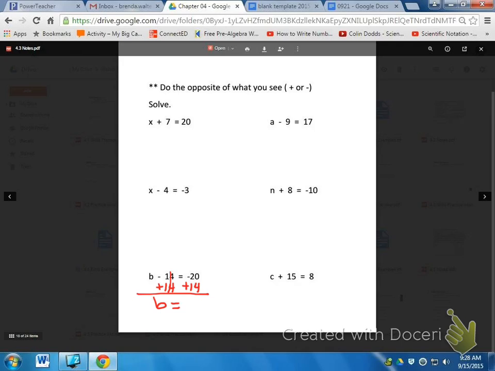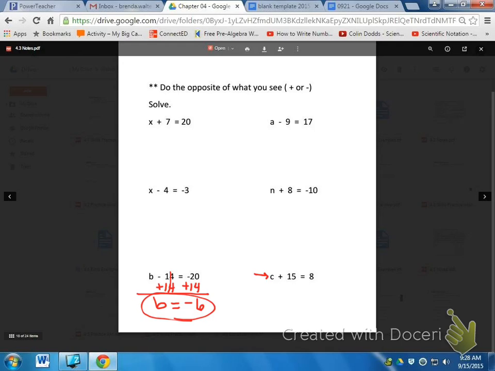Well, I'm in the hole 20, but then I gain or I earn 14. So I try to come back out of the hole. I'm in the hole 20, but I gain 14. So where would I be? I'm still in the hole, but how much? Six. Negative 6. Very good. B equals negative 6. Okay.